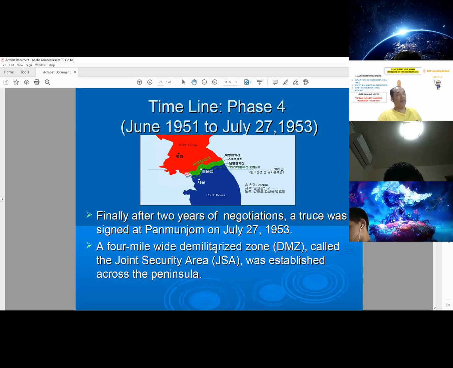So this is the phrase. Please take note of this demilitarized zone, DMZ. In your source-based questions, you will see the DMZ very often. If you are talking about source-based questions, this is called the DMZ here.